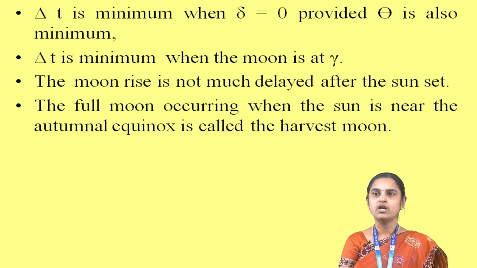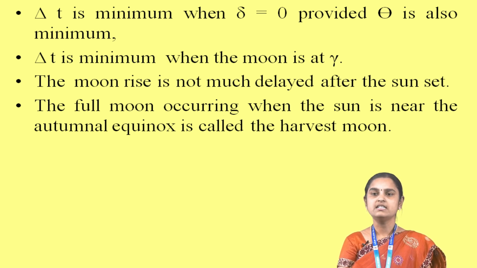That is, when a full moon occurs when the sun is near the autumnal equinox, the retardation in the time of rising of moon for the next 3 or 4 days is very small, so that the moon rise is not much delayed after the sunset. It is a harvest season for places in the northern hemisphere. The moonlight available immediately after sunset helps the farmers for gathering their harvest. For this reason, the full moon occurring when the sun is near the autumnal equinox is called the harvest moon.